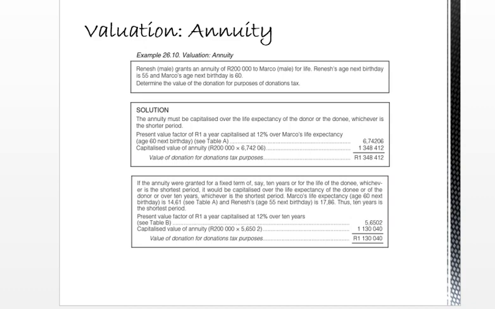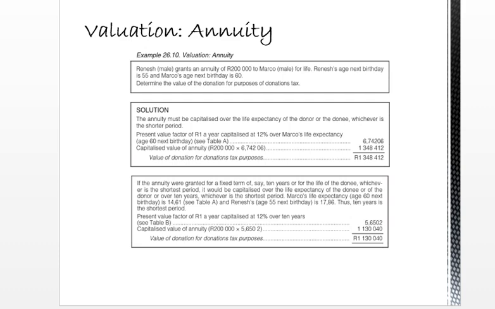Okay, in this example, they just look at whether it's a fixed period of 10 years, so that will then have a shorter life expectancy. So then you just look at table B. So the value for donation purposes will then be 1.13 million.